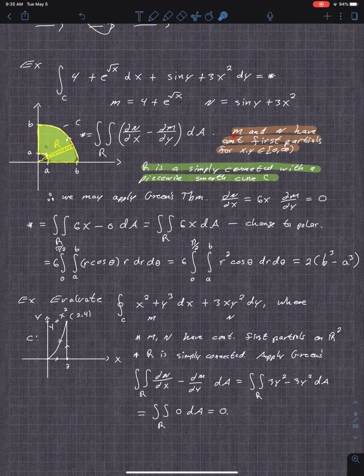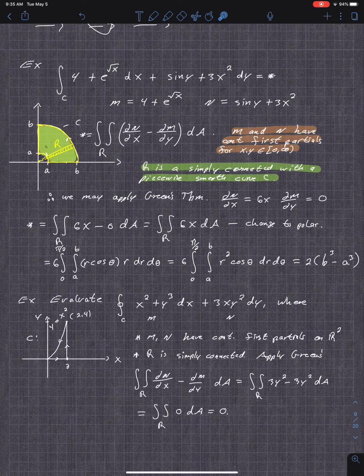So M and N have continuous first partials. R is simply connected with a piecewise smooth curve. So that's what you have to establish. This and this are the hypotheses of Green's theorem. So here's my conclusion: therefore, we may apply Green's theorem. To apply it, we just look at those partials, partial in x, partial in y, and you're evaluating over the region R. If you're evaluating over this region, you have to choose how to evaluate that. And if you do it in polar, it's a bit easier.